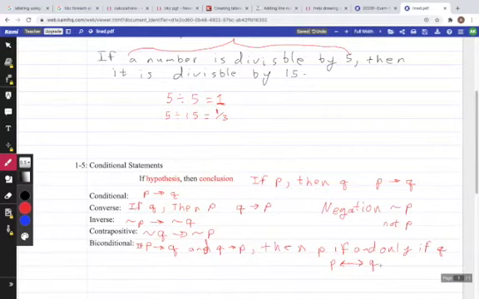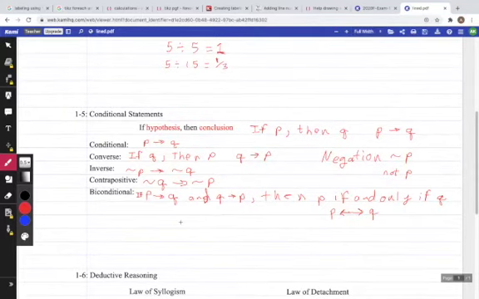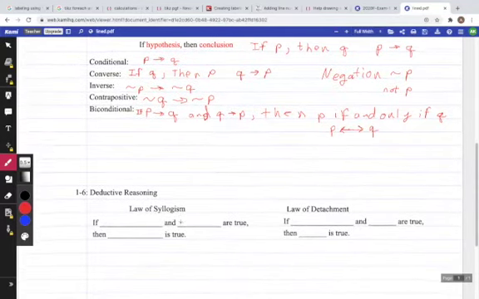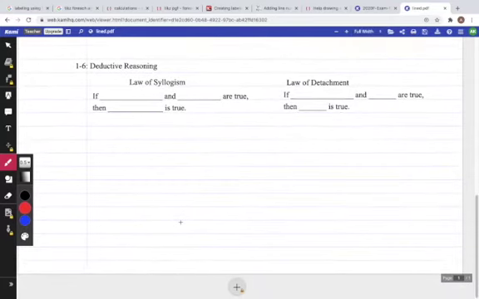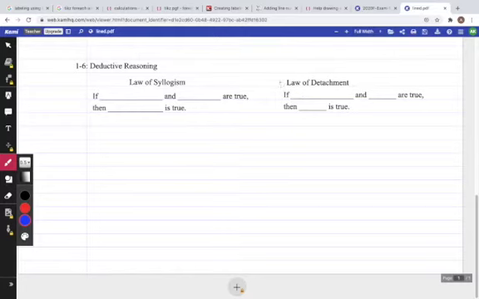There are truth tables, but for truth tables, they're relatively straightforward in their construction. You ask yourself, is a statement true or false, and then make a determination from that. Then we have deductive reasoning, 1.6. Now with deductive reasoning, we really have two major things, the law of syllogism and the law of detachment.